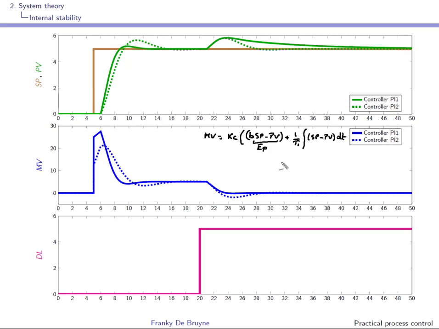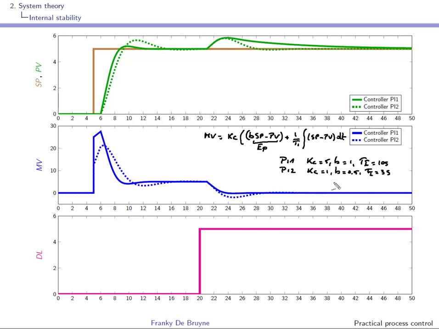So for PI 1 we had Kc equal to 5, B equal to 1, and Ti equal to 10 seconds. And for PI 2 we had also Kc equal to 5, B equal to 0.5, and Ti here is 3 seconds, right?